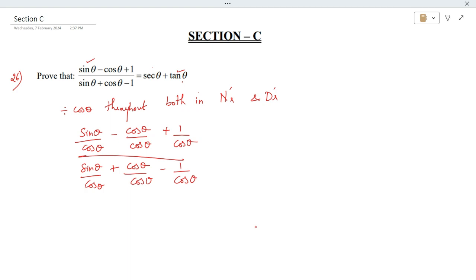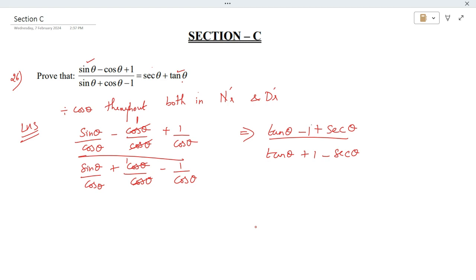So you can cancel wherever it is possible. Cos theta and cos theta will get cancelled and it is 1. Here cos theta and cos theta will get cancelled. So this can be written as sin by cos is tan, right? Tan theta minus 1 plus 1 by cos theta is secant theta, by sin by cos tan plus 1 minus secant theta. So I'm taking LHS, dividing by cos theta throughout, and I just converted everything in terms of secant and tan, as my right hand side is secant and tan. But still I haven't got the result, isn't it?